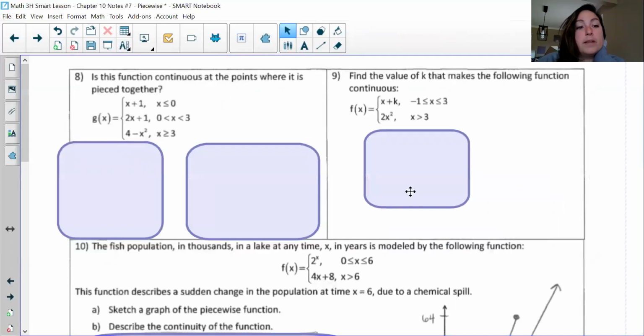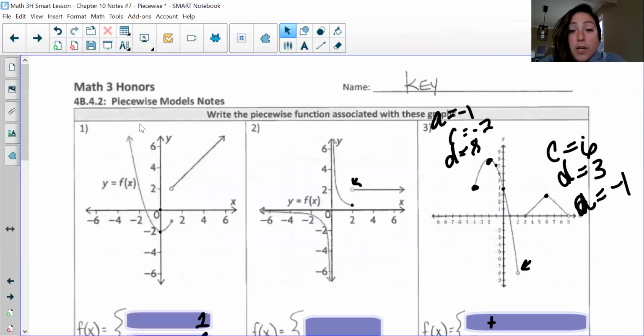All right, number 8. Is this function continuous at the points where it is pieced together? So if you're wondering what continuous means, let's look at our previous graphs. For example, graph number 1, not continuous because there's that gap in our range. Number 2, not continuous because there's that gap in our range. Number 3, not continuous because we actually have a gap in our domain and our range.